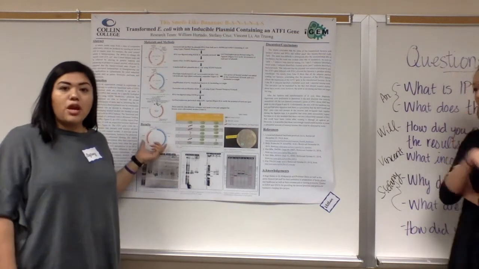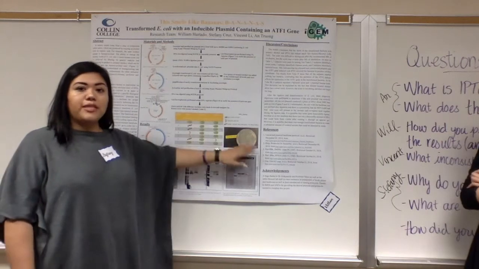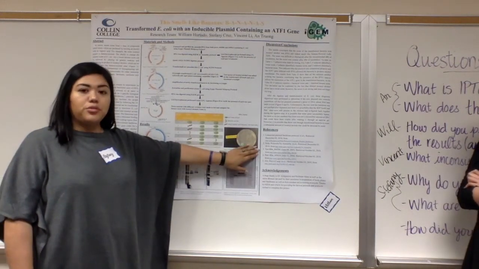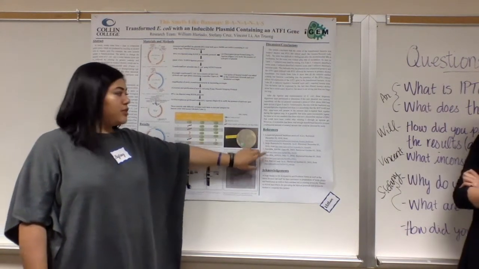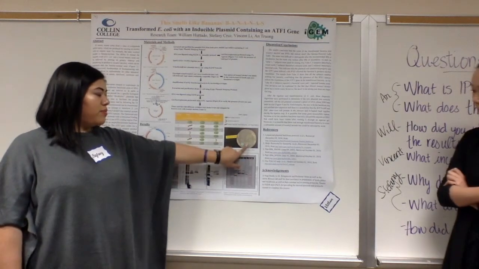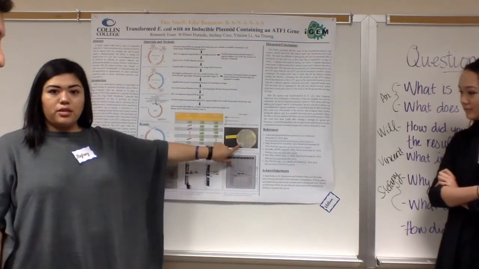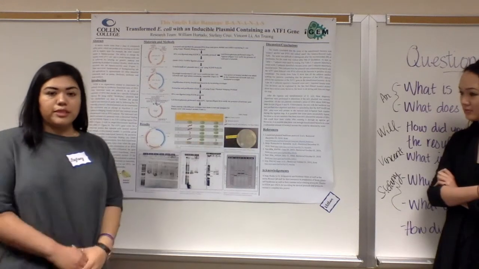After transformation of the E. coli, we placed it in an ampicillin plate to see if we got cell growth. As you can see, we got successful transformation by the colonies that were present.